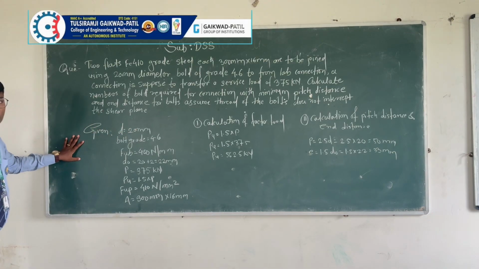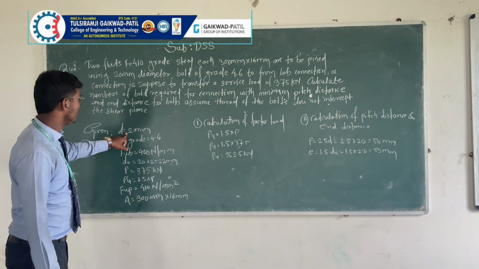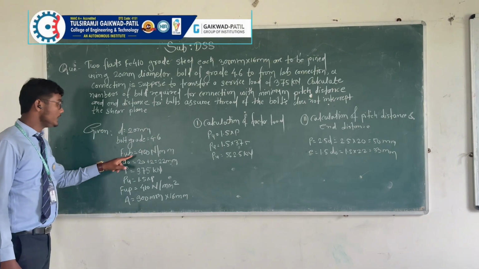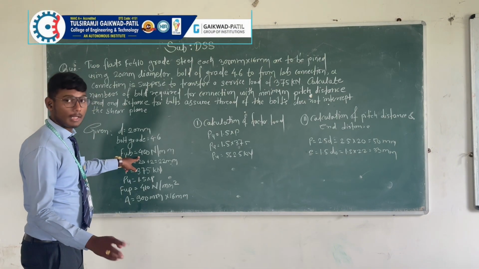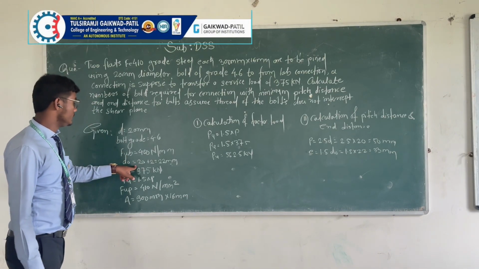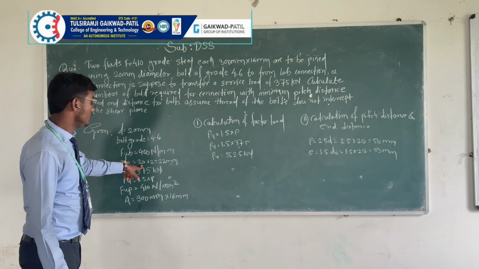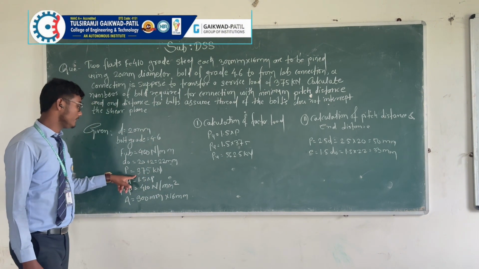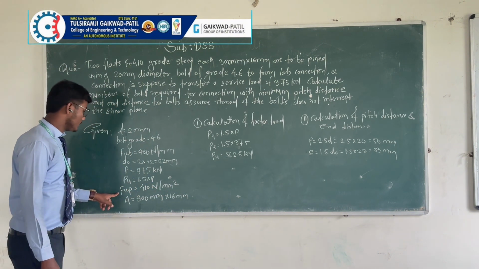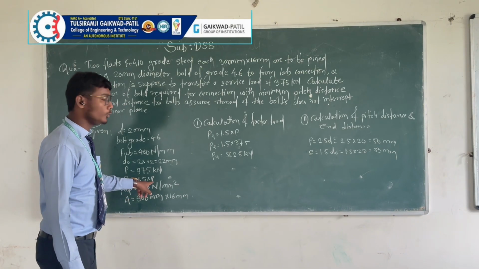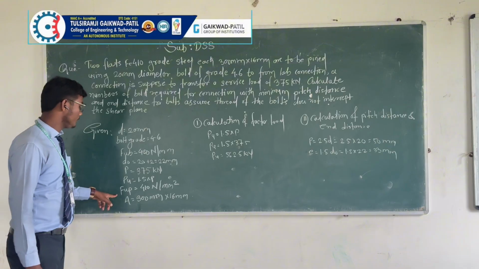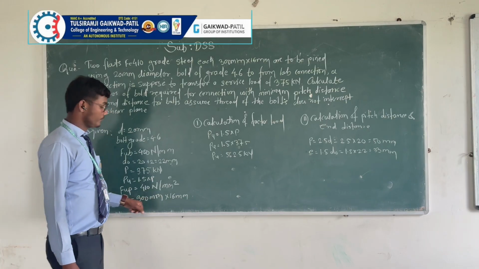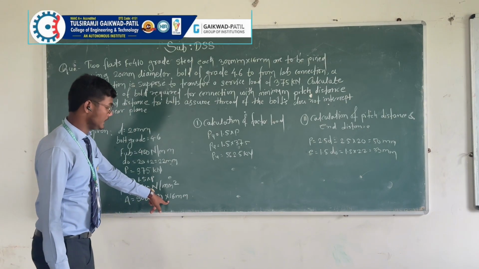This is the given data. First, d is equal to 20 mm, then bolt grade 4.6, then Fub is equal to 400 Newton per mm square. Then d0 is equal to 20 plus 2, which is 22 mm. Then P is equal to 375 kilonewton. Then Pu is equal to 1.5 into P. Fu is equal to 410 Newton per mm square. The plate is 300 mm into 16 mm.